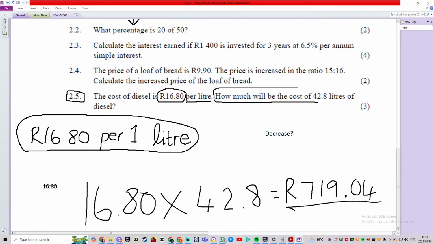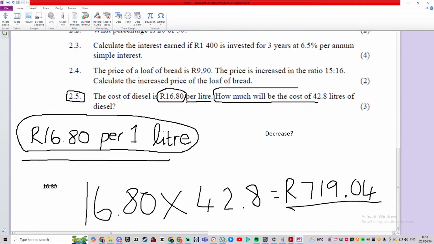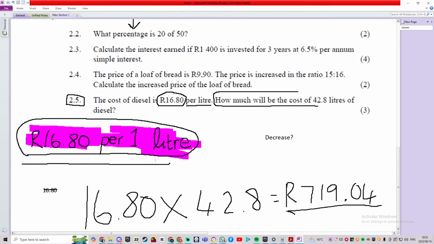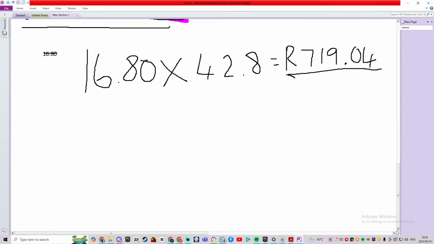Okay. So what was key to understanding this question was that I understood what they mean by saying 16,8 rand per liter. If I understand what it's saying, it's saying for 1 liter, that's the price. Then I can answer any question regarding this. 10 liters, 15 liters, 100 liters, I just need to multiply it by that. Okay. Right, that's question 2. Done and dusted.